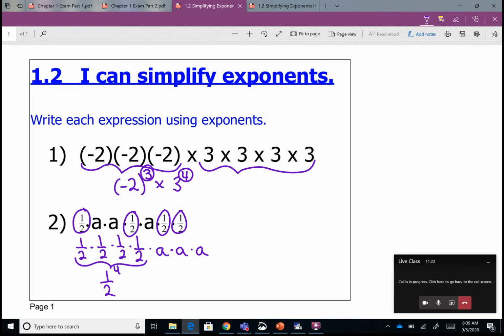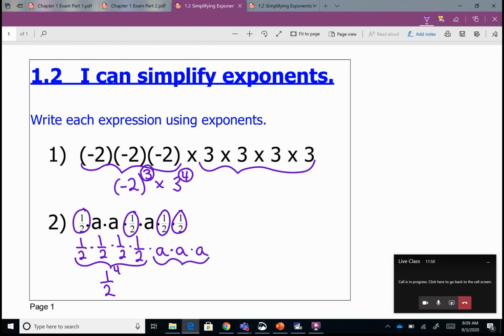That makes sense a little bit. The number that I'm multiplying repeatedly, the 1/2, 1/2, 1/2, 1/2, becomes my base, or some people like to say, hey, Miss Golly, that's the big number, right? Yep, that's the big number. And then the exponent is how many times I'm multiplying that number together. So I have 4 1/2s, so the exponent, some people call it the little number, that's my 4.